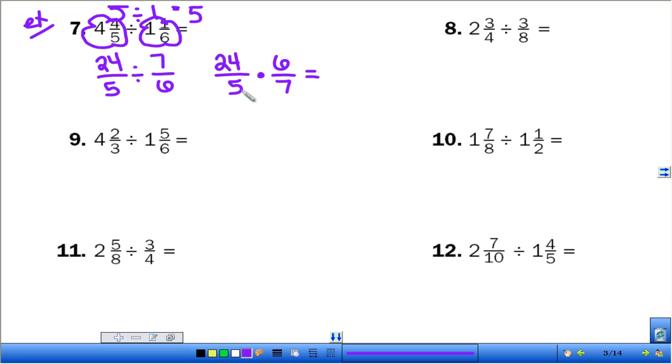We have a 5 and 6. Can we pull anything out of those? What about 7 and 24? No. So we have lots of multiplying to do here.